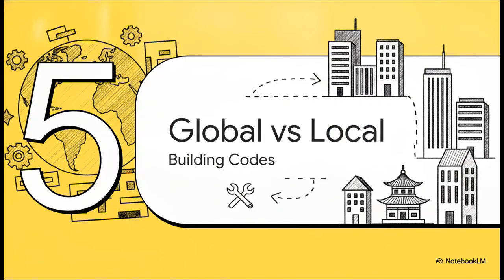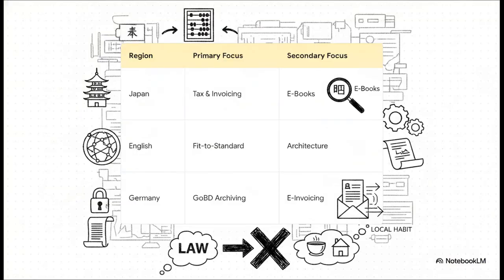Moving on to Section 5. Global versus local demands, inspecting the building codes. When you're rolling out a system globally, you're going to encounter a severe clash of regional cultures and demands. For instance, a Japanese firm will often obsess over incredibly complex consumption tax requirements and strict electronic retention rules. Meanwhile, an English-speaking team might just brush past local taxes and focus heavily on the broader fit-to-standard global rollout architecture.